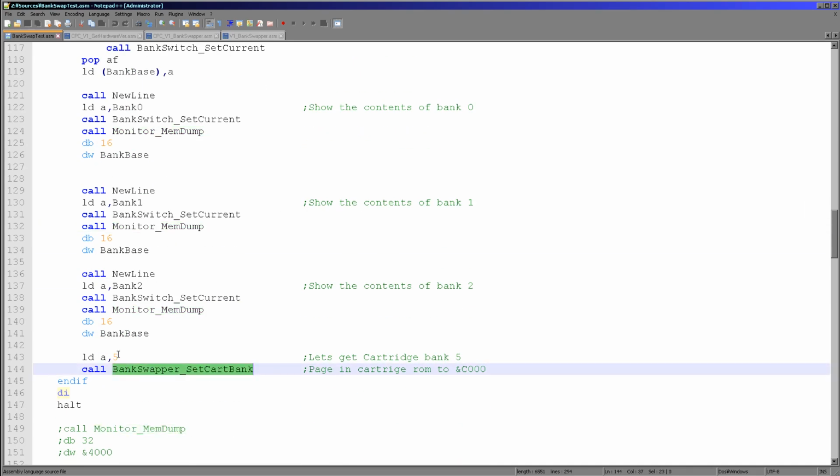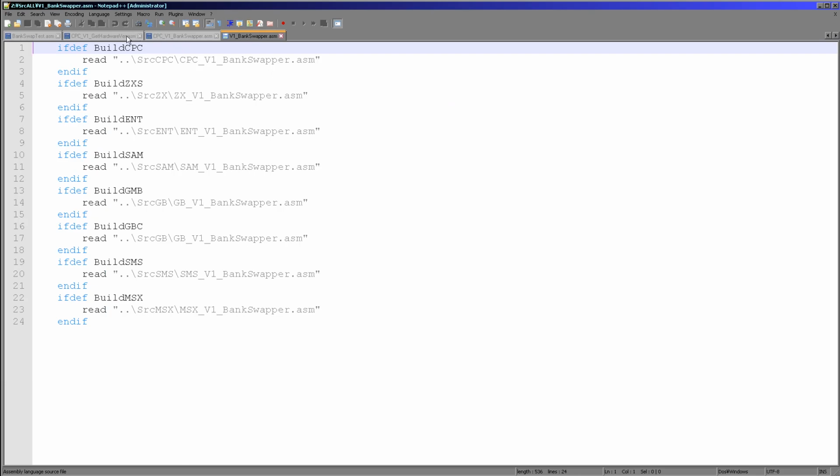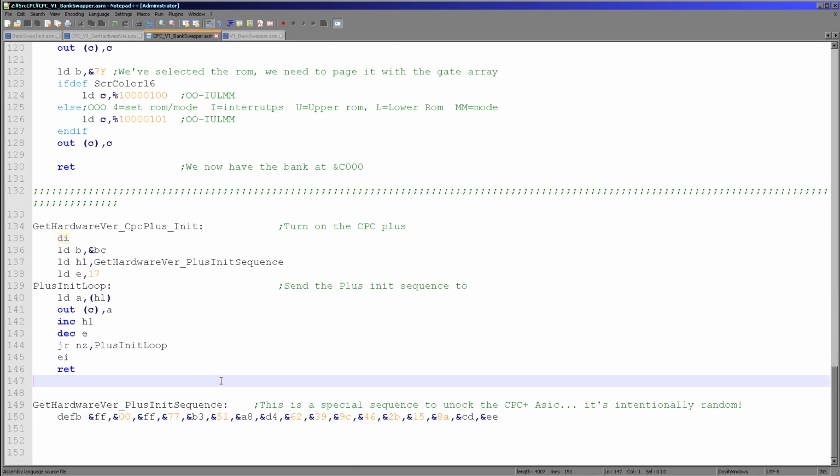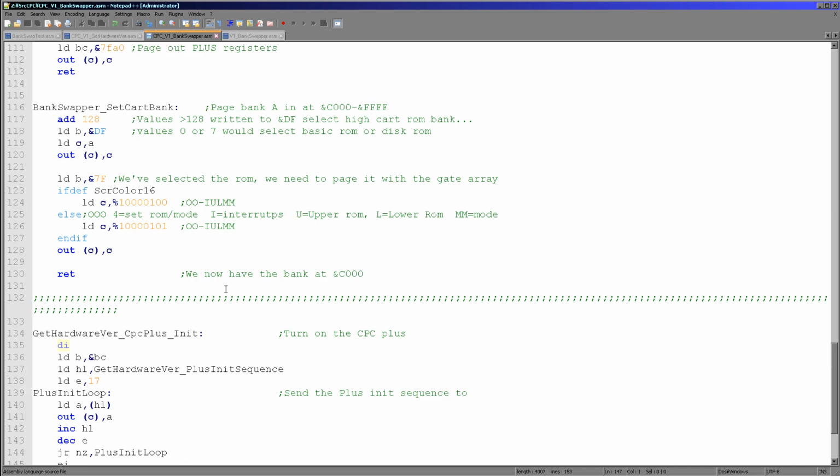Finally, we're going to page in bank 5 of the cartridge memory, and we'll have a look and see if that works. So now it's time to have a look at how we're actually going to do our paging in. So here's our CPC Plus initialization commands. We just send all of these out to the system, and this will turn on the CPC Plus if it exists. It won't do anything if it does not.